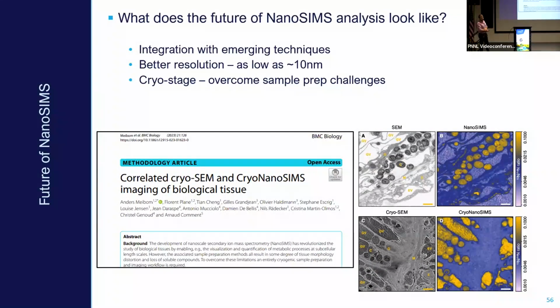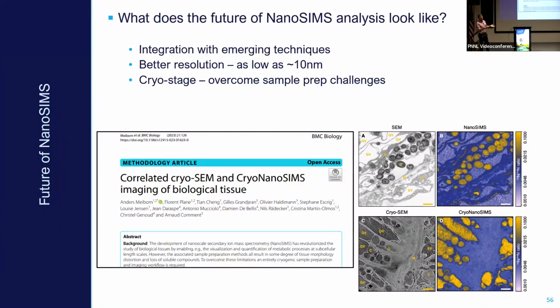Better resolution is on its way. The new instruments coming out of the factory in France are going to be equipped with a much better source that's going to give us 10 nanometer resolution. Whether that's worthwhile, I don't really know. 50 nanometers is good anyway. The big advance is really in this cryo stage that's going to become available for the system.